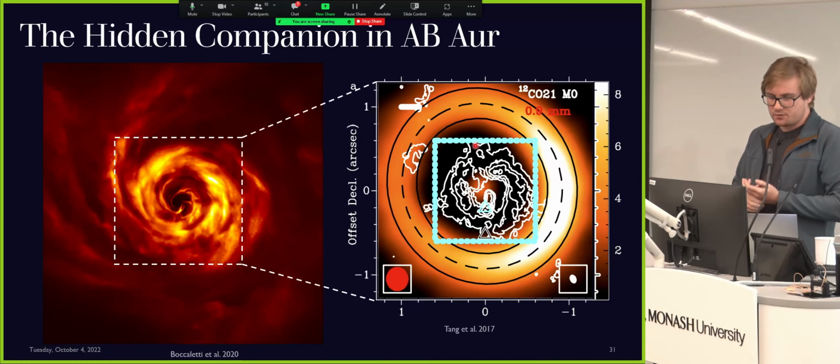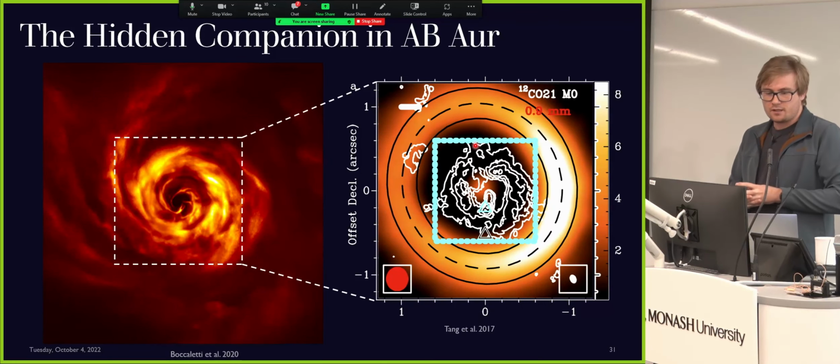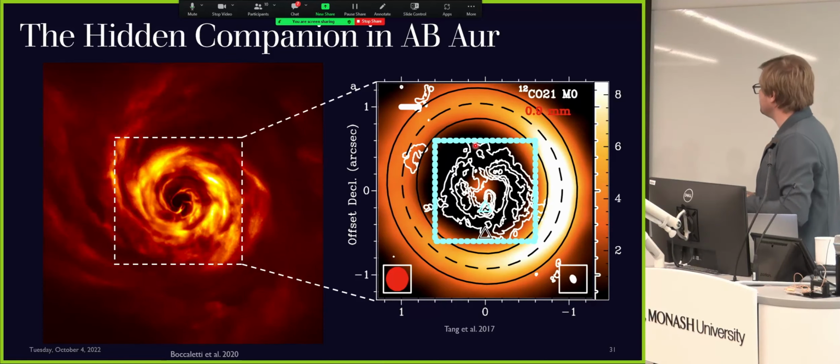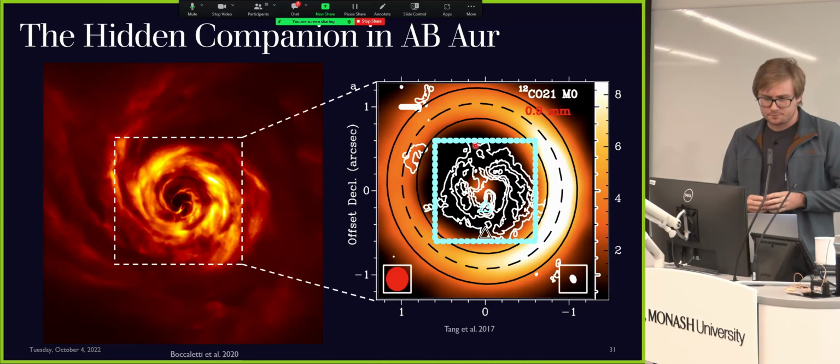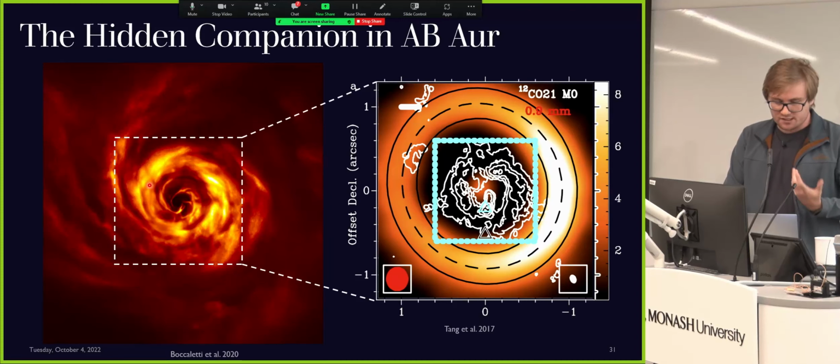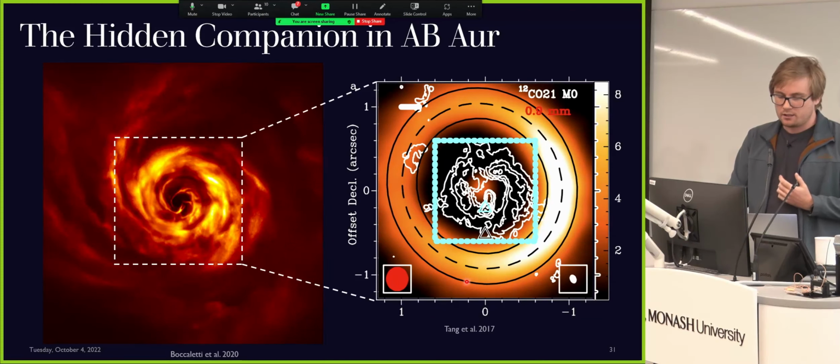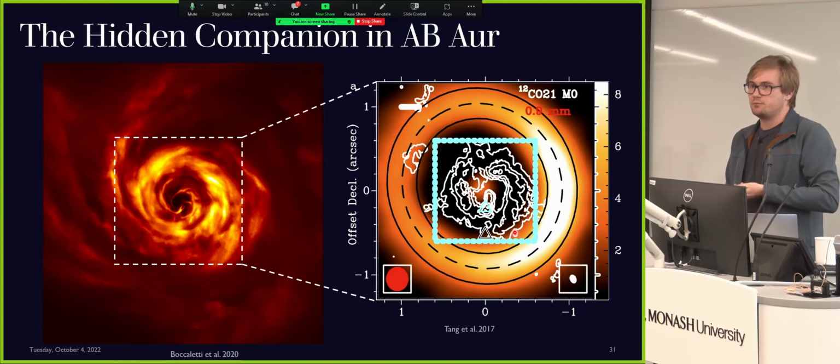So another example we're going to talk about is AB Aurigae. This is a disk that's got all of these spiral arms. There's material falling in onto it and potentially perturbing the disk. On the left is the scattered light image. On the right here are the millimeter wavelength images. So we see that there's a big cavity. There's a dust asymmetry, not as large as IRS-48, but it's there. And the white contours here are spiral arms seen in carbon monoxide.